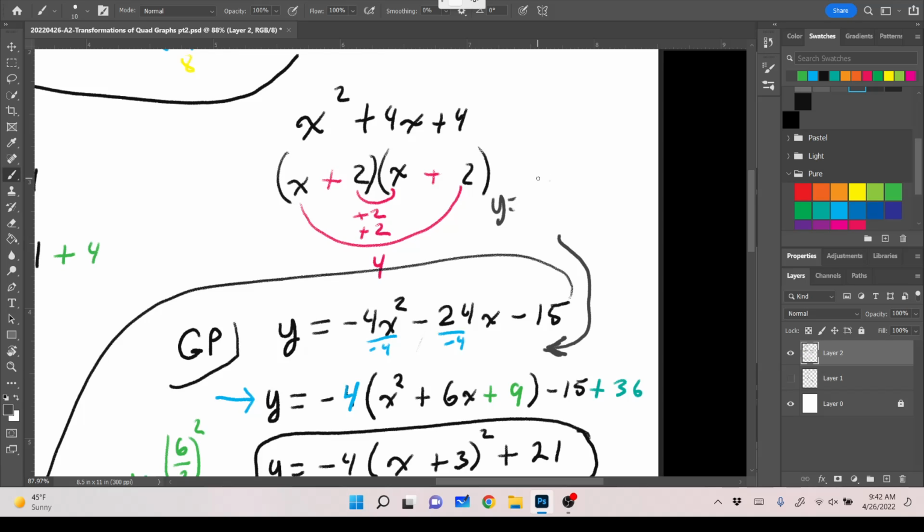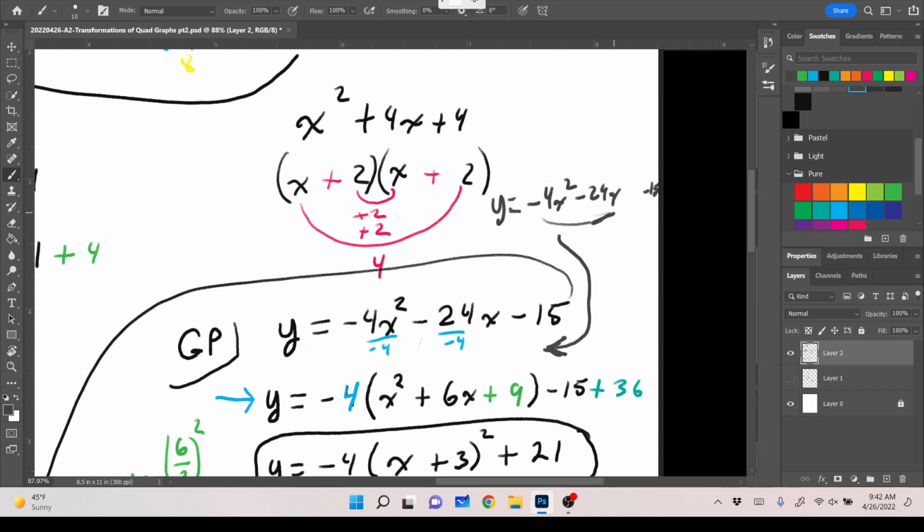What am I doing? Yeah. -4x squared minus 24x with the -15 scooched over. Yeah, and then you're only factoring it out from the first two. And the 36, where did that come from?